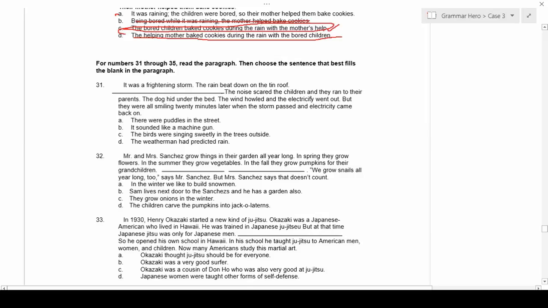The noise scared the children and they ran to their parents. So the rain's beating down on the roof and there's noise. So we need a sentence that's going to bridge rain beating down on the roof and noise. Let's take a look. Puddles on the street, not related. It sounded like a machine gun. A machine gun does make noise. That would scare children, so we'll earmark that one. The birds were singing, not related. The weatherman predicted rain. Okay, so we go with B. It perfectly links this sentence with this sentence.